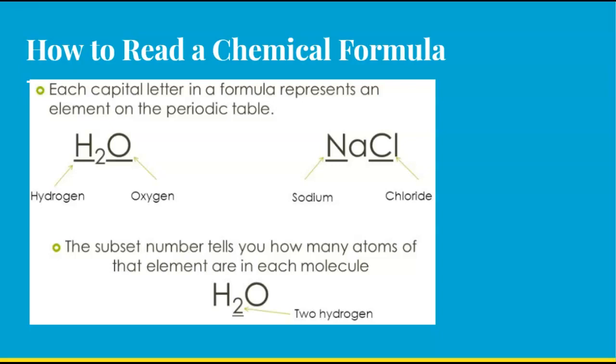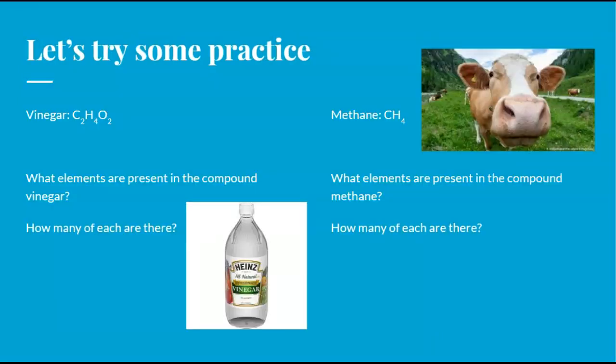So let's try a couple of examples to see if this makes sense to you. All right, vinegar, also known as acetic acid. I'm sure you guys have come across this in your everyday life, at home, cooking, stuff like that. So here we have a C2H4O2. So what elements are present? C, H, and O. Carbon, hydrogen, and oxygen, all present in vinegar. And how many? Well, because of this little 2, we know there are 2 carbons. Because of this little 4, we know there are 4 hydrogens. And because of this little 2, we know there are 2 oxygens. So 2 carbons, 4 hydrogens, and 2 oxygens in vinegar. Does that make sense? I hope so.